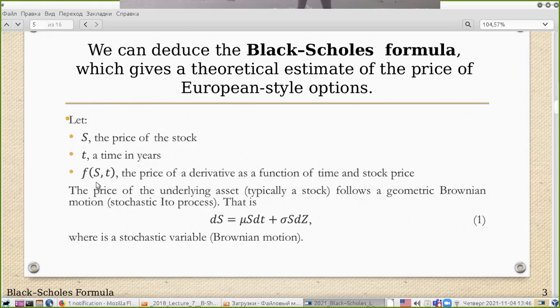So I repeat, f is the payoff function. If we have this market price of stocks, and if we have the strike price of, for example, a call option, the difference between S and K is the payoff. If S is more than K, but if S is less than K, it's just zero, because we have no obligation to exercise this option.